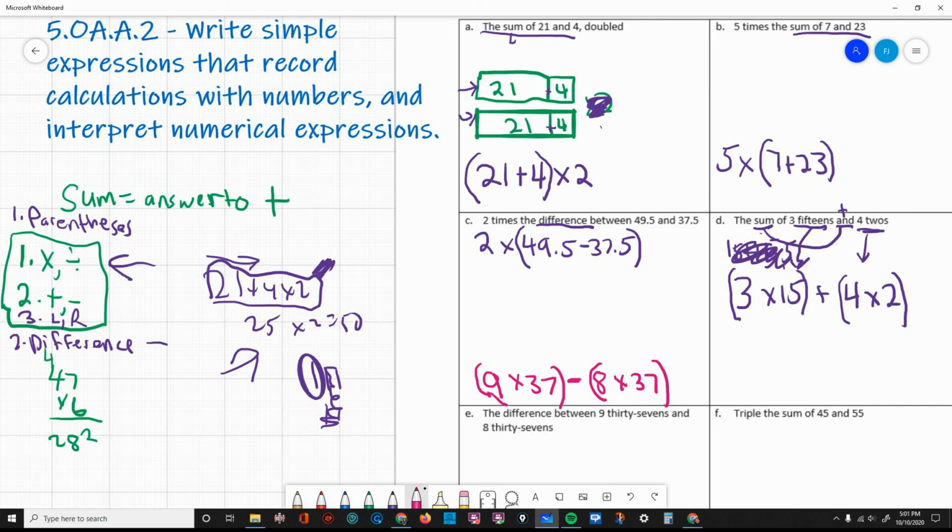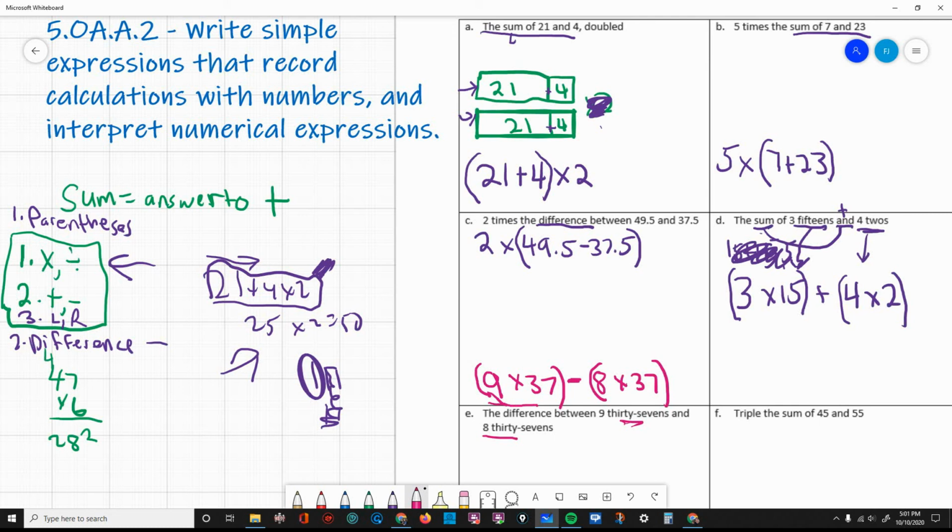We'll learn that we will not be doing 9 times 37 and then 8 times 37 and then subtracting them. Nope, nope, nope, nope. What you would see there is, well, there's only one more 37 over here. Okay, there's one more. So it's going to equal 37.